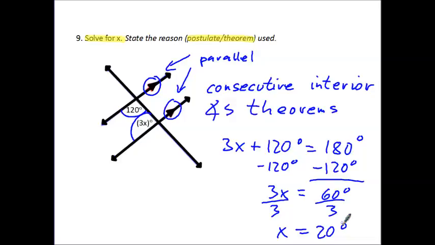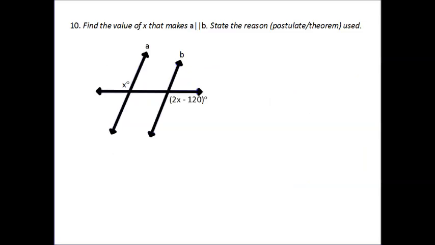Now, if x is equal to 20 degrees, we know that the angle, which is actually 3x large, is 60 degrees. 60 plus 120 add up to 180. All right, good job, you guys. Let's move to our last example.